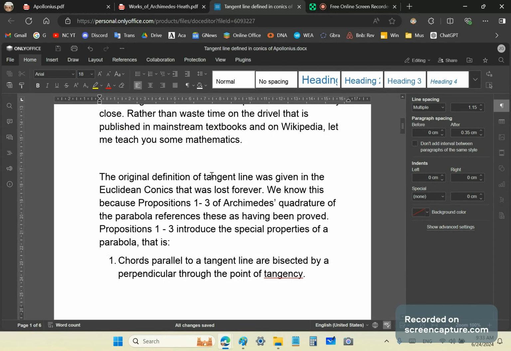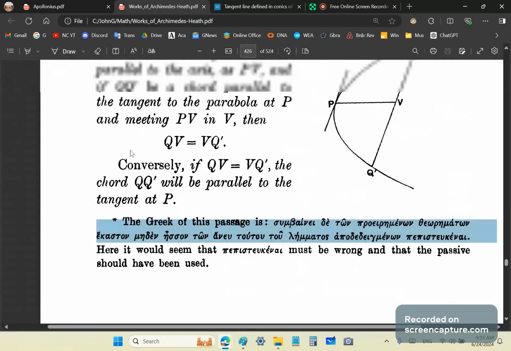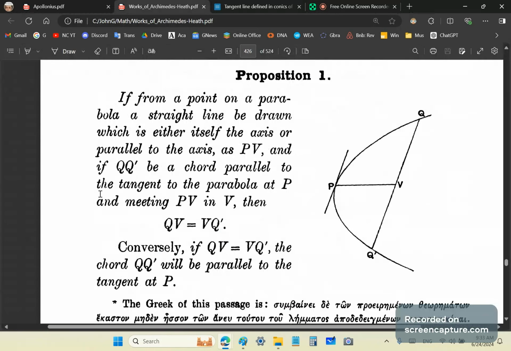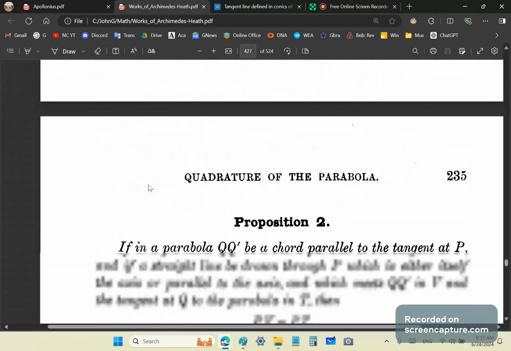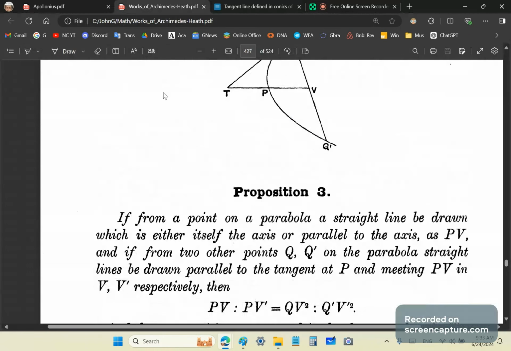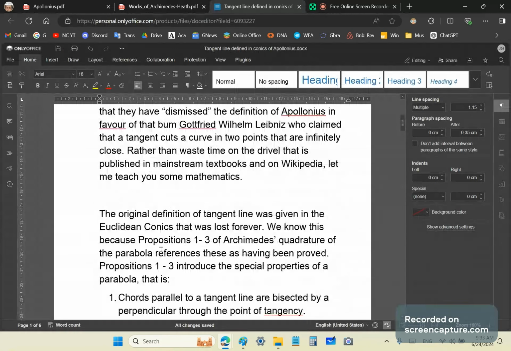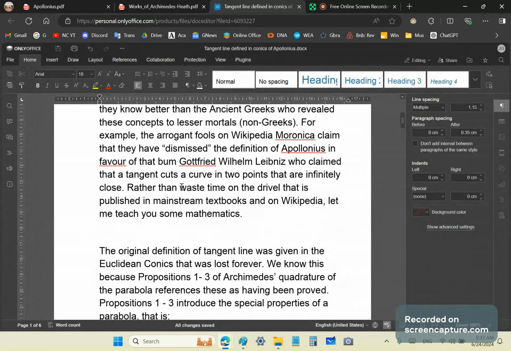So propositions 1 to 3 of Archimedes' quadrature of the parabola, these very important propositions here, were never proved by anyone. Okay, no one in the history, and they're not recorded anywhere. Well, actually they are. I've actually proved these things, but I'm not going to be sharing them with you for a very good reason. And I might change my stance on that if I'm recognized as the greatest mathematician today and rewarded accordingly. But anyway, that's a different topic.